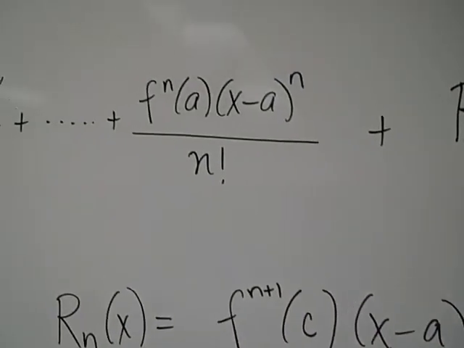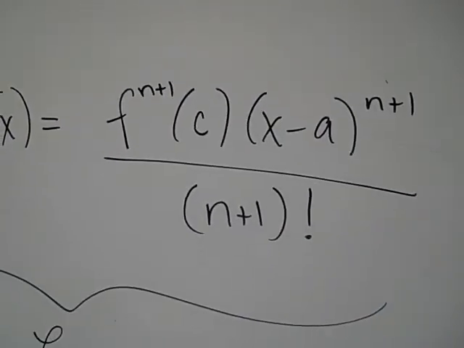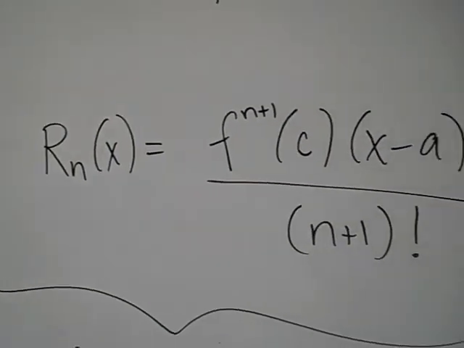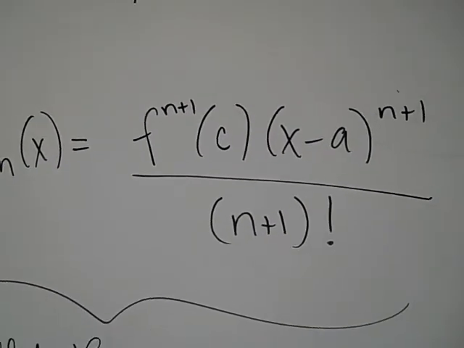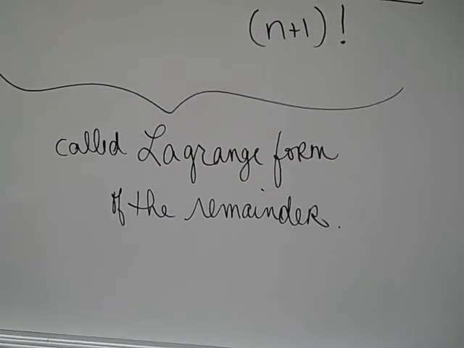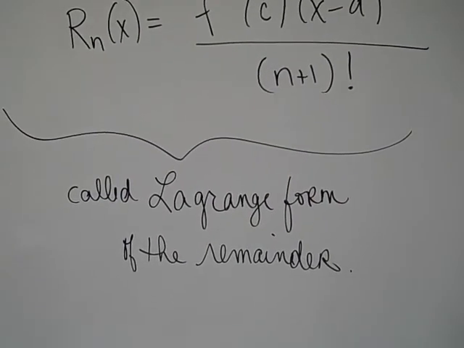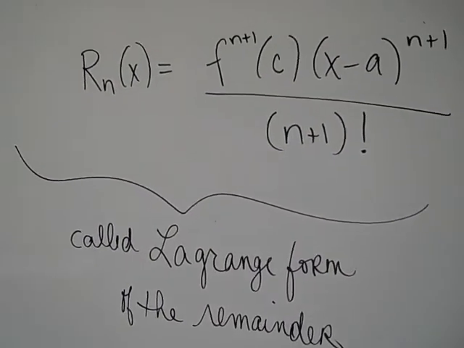So instead of n being my last one, now I'm going on and having a little bit more, and that's called my remainder. This way to write a remainder is called the Lagrange form of the remainder. It's a good name for a boy right there.